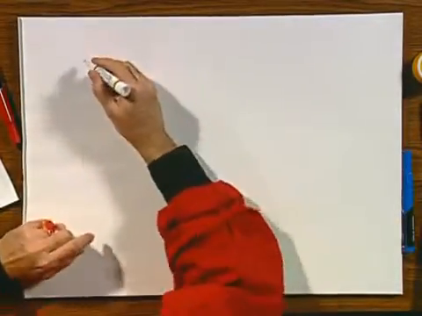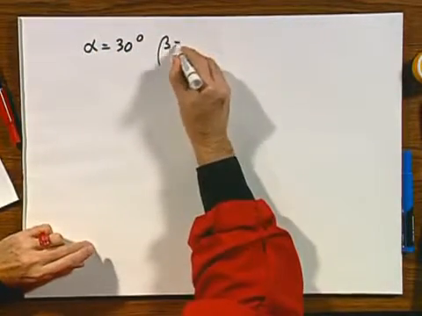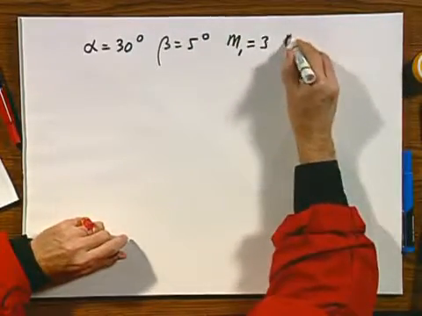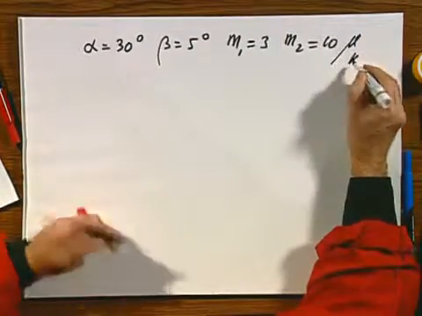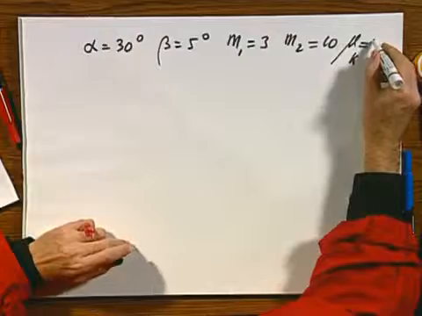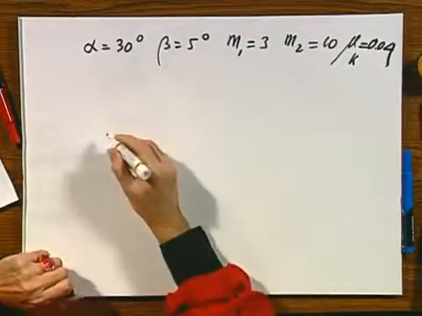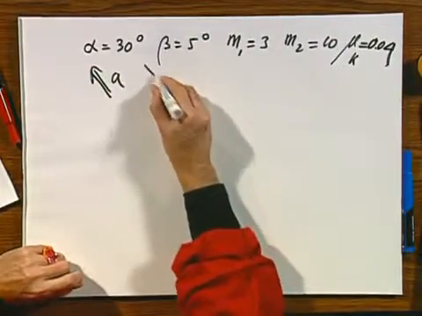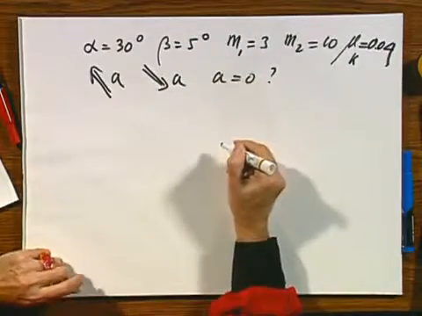I have chosen a particular example. I have chosen alpha equals 30 degrees. I have chosen beta equals 5 degrees. M1 equals 3 kilograms. M2 equals 10 kilograms. And I have chosen for mu, which is really the kinetic friction coefficient, 0.04. Well, the question now is, is it being accelerated like this on the M2 side, or like this on the M2 side, or is A equals 0?